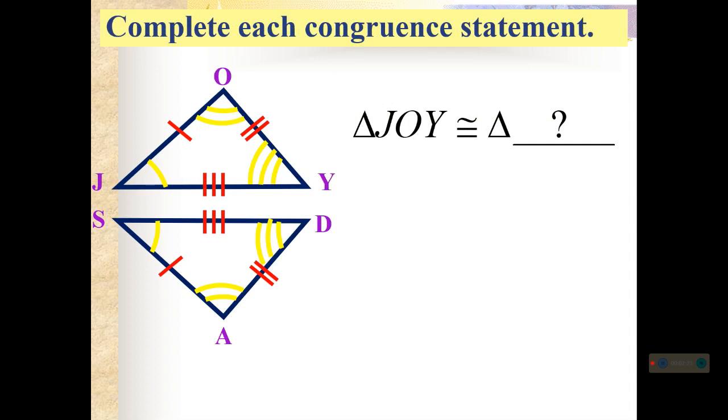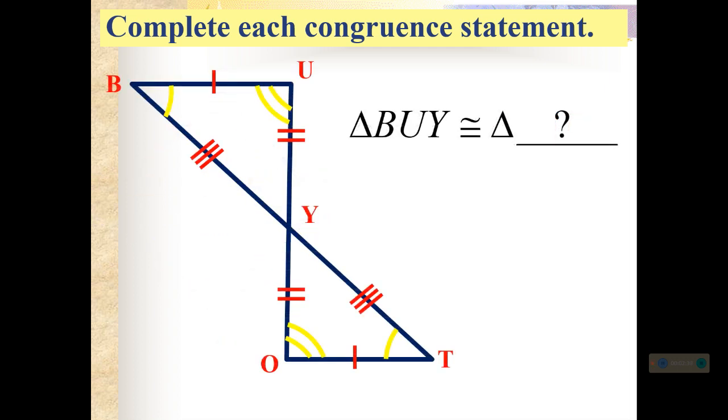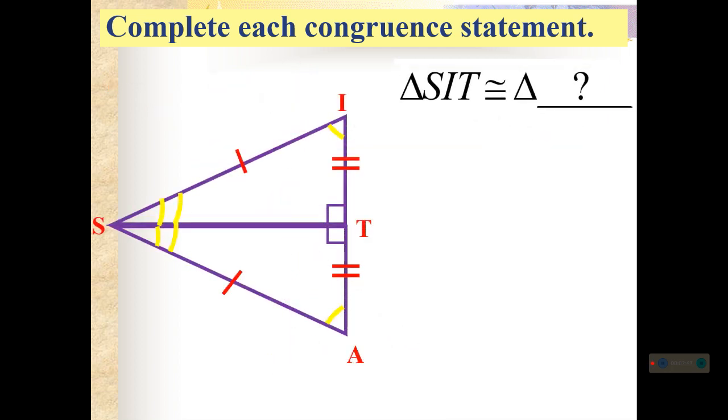Another review is this slide. We are going to complete each congruence statement. Triangle JOY is congruent to what triangle? Yes, triangle SAD. That's correct. Next, triangle BUY is congruent to what? Yes, triangle TOY. Next, triangle SIT is congruent to what? Yes, triangle SAT is correct.